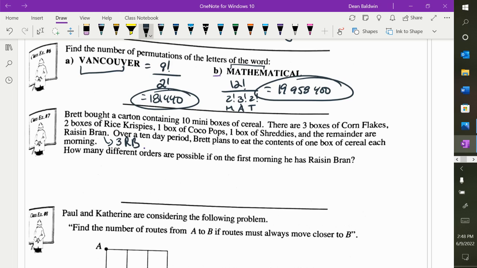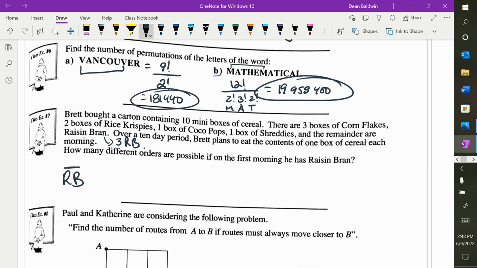10 factorial. So if he starts and he's like, I'm going to eat 1 box every day. First day I have to start with Raisin Bran. How many different ways can he eat the remaining cereal? So first, how many different combinations? First day has to be Raisin Bran. How many Raisin Brans are there?